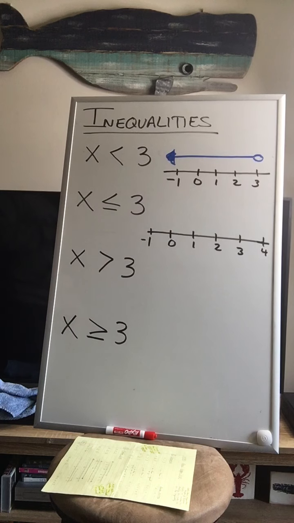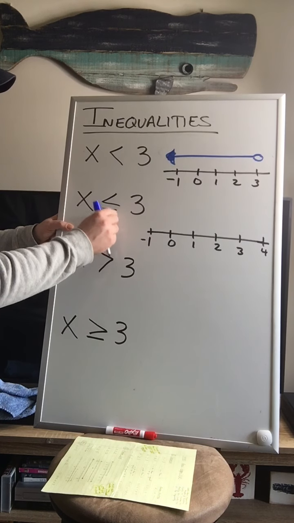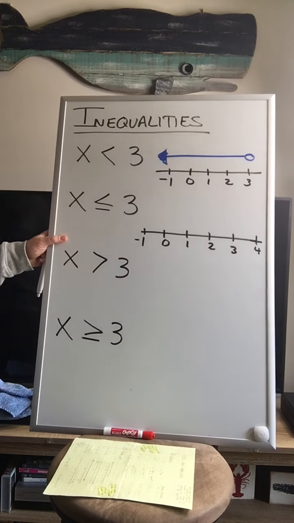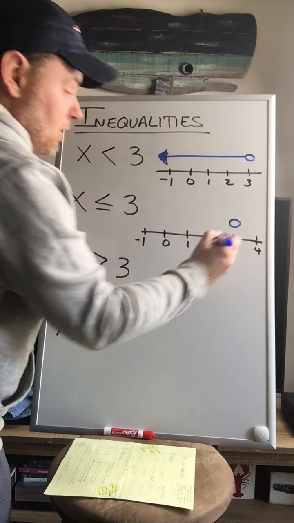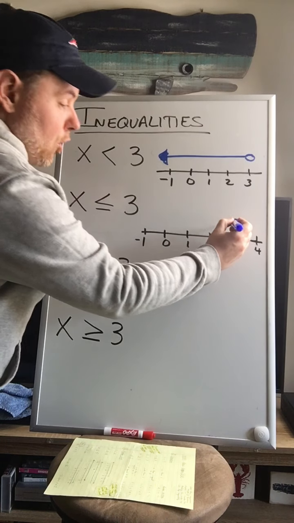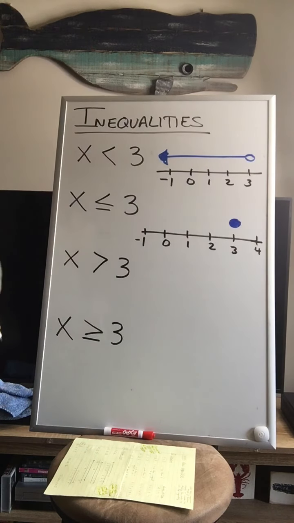Okay? Now, the only difference between this inequality and this inequality, we mentioned, is that here 3 is a solution because of the equal sign. Right? So, when I go to 3 and I put my dot, instead of making it an open dot, I am going to color it in. Because that means that 3 is a solution to that inequality. 3 is included in the solutions.